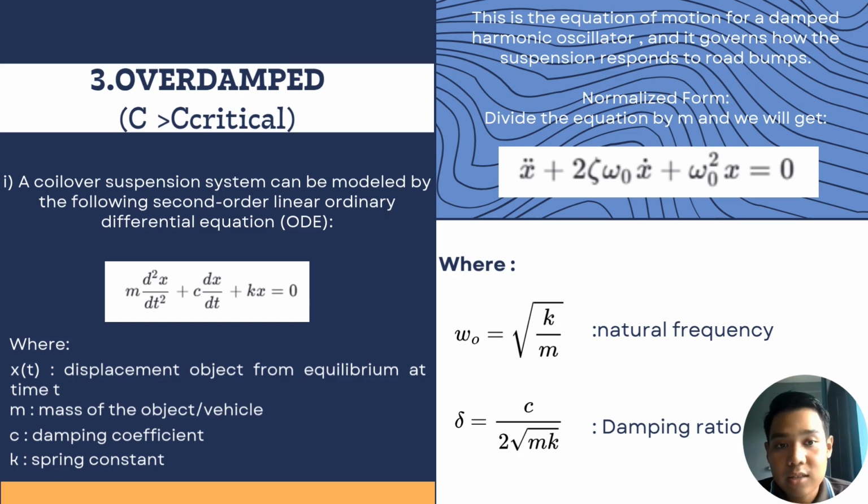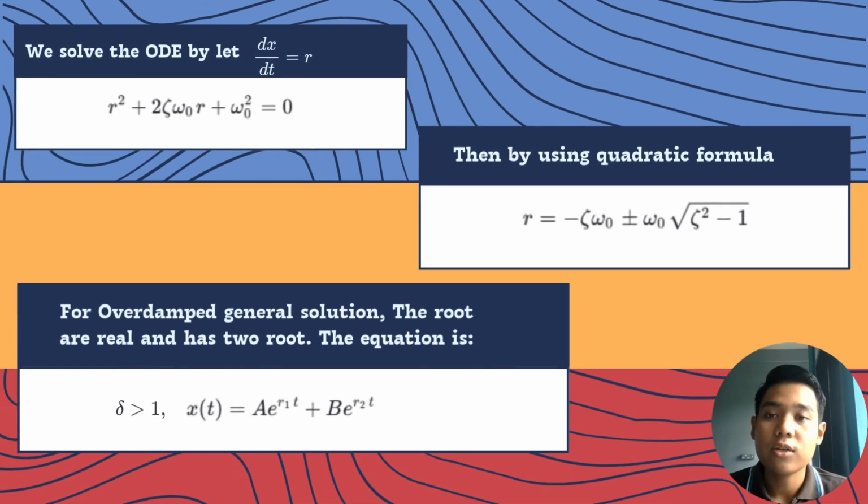And then we will normalize the form by dividing the equation by m, and we will get a new equation as shown in the slide, where omega naught is equal to square root of k over m, which is our natural frequency, and our damping ratio is equal to c over 2 square root of mk. So next, we are going to solve the ODE by letting dx over dt equal to r. And then by using the quadratic formula, we will have the equation to find our r.